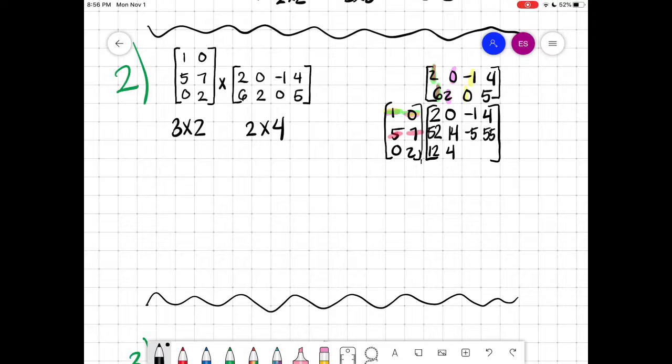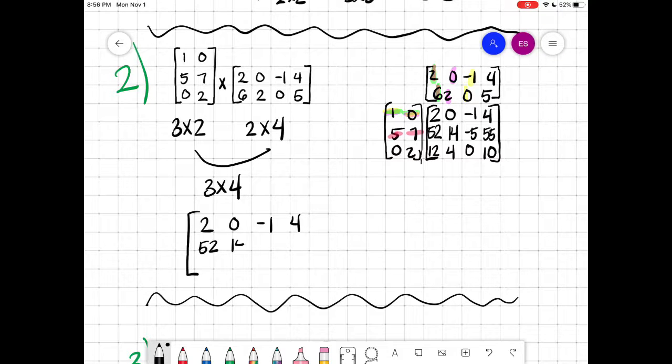0 times 2 is 0. 2 times 6 is 12. Then we've got 0 times 0 plus 2 times 2. We got 4. 0 times -1 plus 2 times 0. That's just 0. And 0 times 4 plus 2 times 5 is 10. So if we take a 3 by 2, we multiply it by a 2 by 4, we get a 3 by 4 matrix. And here's our answer. We've got 2, 0, -1, 4, 52, 14, -5, 55, and 12, 4, 0, 10.